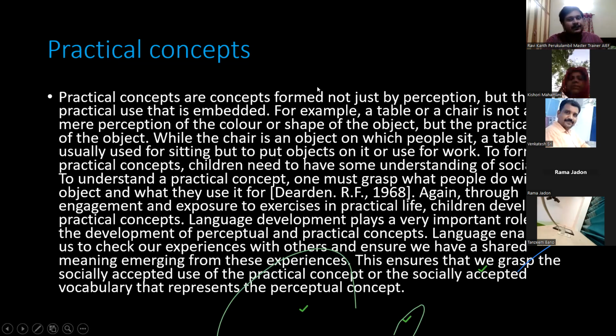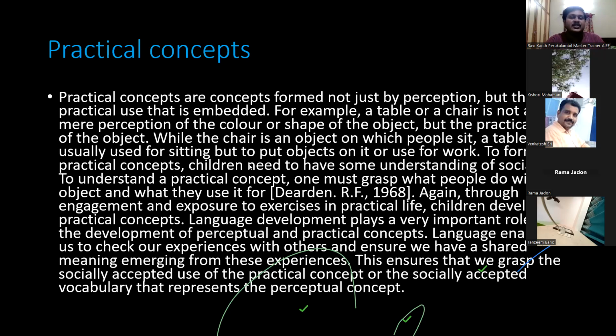These are the concepts formed not just by perception, but the practical use that is embedded. They have a perception and, at the same time, practical use of what they are seeing or sensing. For example, a table or a chair is not a mere perception of the color or shape of the object, but the practical use of the object. When they look at the table, they can identify the color, they can identify the shape also. But they also get to know how to use a table and a chair.